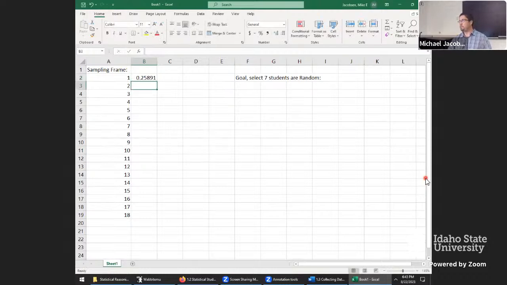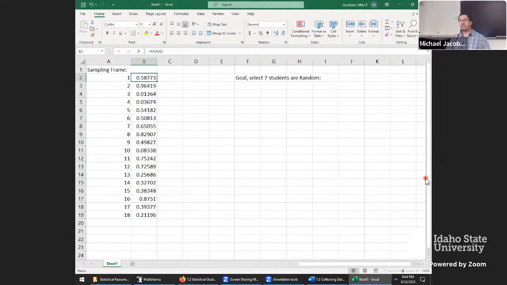So this person gets the number 0.25891. Oddly, anytime I do something like type a letter, that number is going to update and change. Now everyone has a random number. There they are. And now every single one of these digits was assigned completely at random. Random is kind of a philosophical word. They're pseudo-random if you're curious, but they're random enough for our purposes.